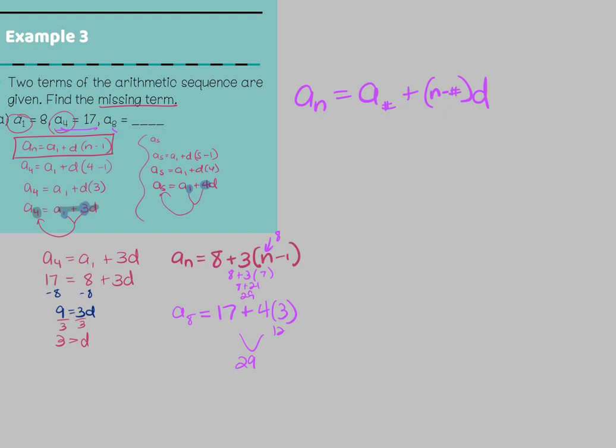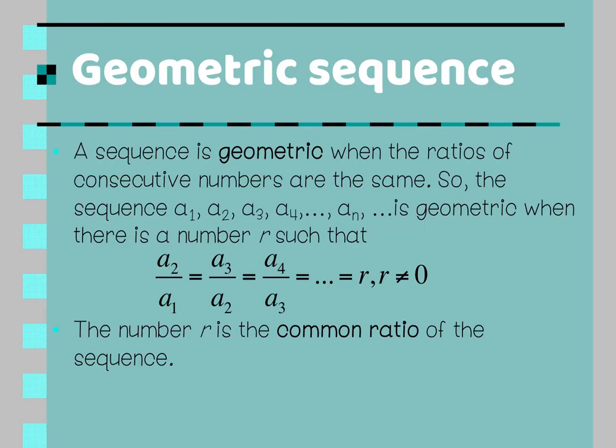Good? Yes? All right, now we switch to the second type, which is geometric. So geometric sequences are sequences in which the ratio of consecutive numbers is the same, or I am multiplying by the same thing each time. If my sequence is A1, A2, A3, and so on, then A2 divided by A1, A3 divided by A2, and A4 divided by A3 will produce the same number. This time it's called a common ratio, and our variable is R. R cannot be 0, otherwise there would be no term. They would all be 0.